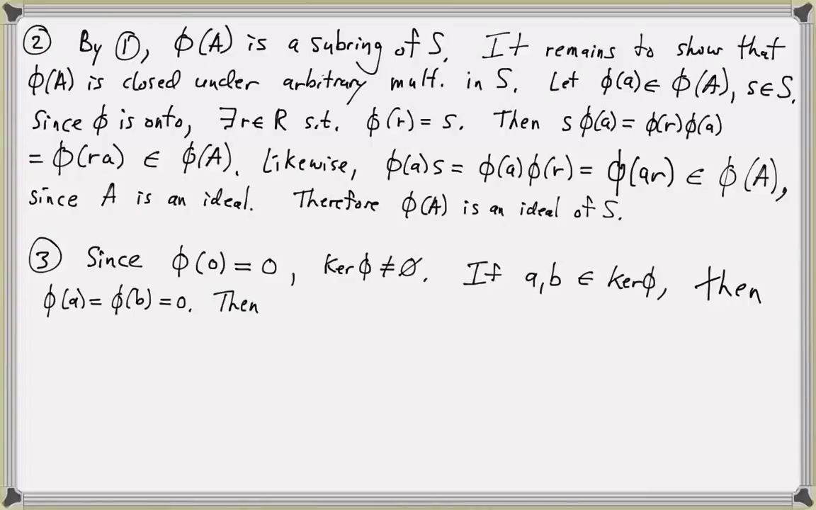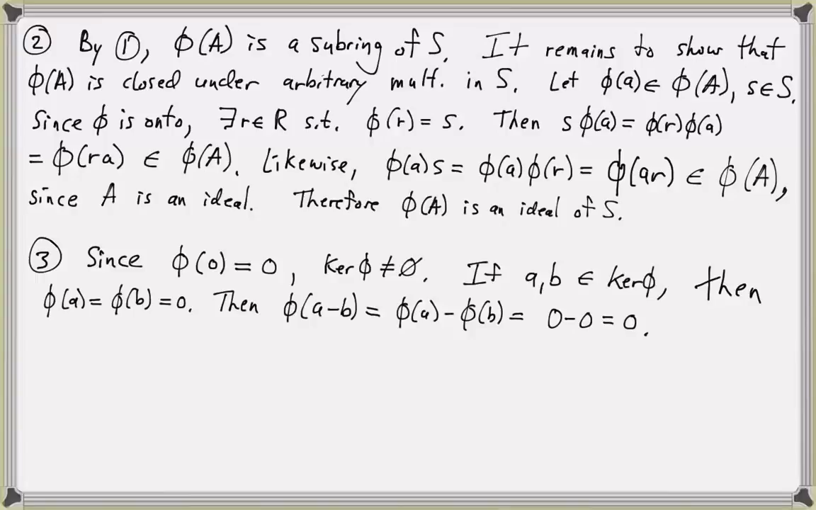Let's look at phi of A minus B. Well, by properties of homomorphisms, this is phi of A minus phi of B, which equals 0 minus 0, which is 0. So we see that the kernel of phi is closed under subtraction.